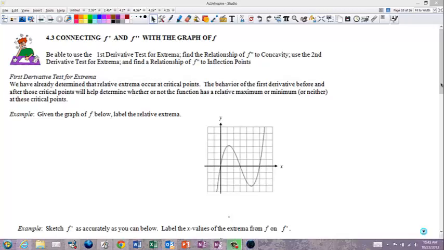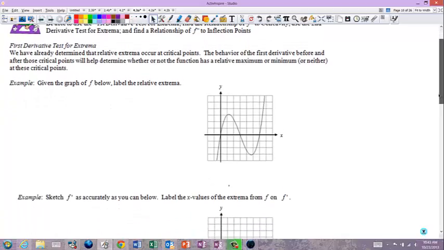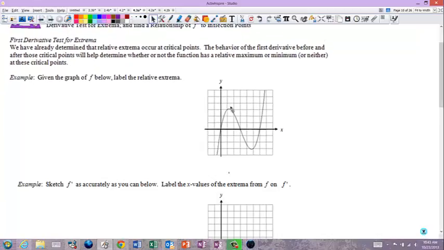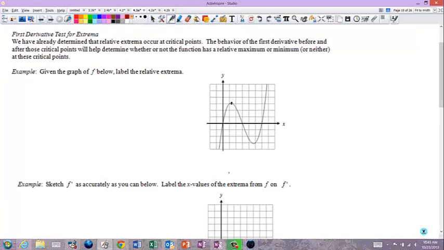This video is 4.3, connecting f prime and f double prime with the graph of f. Some of this I'm going to fly through because we've already done it, and some of it I'm going to have to slow down and really emphasize. It says, given the graph of f, label the relative extrema. That's a max, and that's a min.